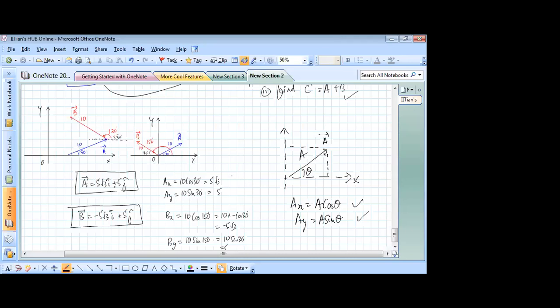That's what I told you, how did I write i cap and j cap? I found the components ax and ay. Okay. So I found the components ax and ay and then wrote the vector as ax i cap plus ay j cap.